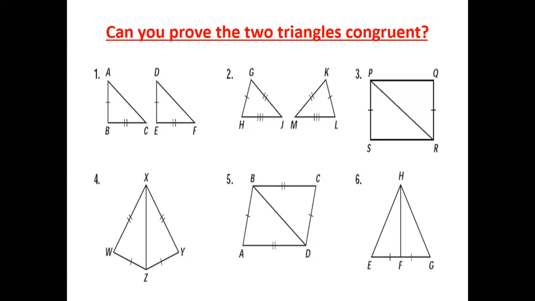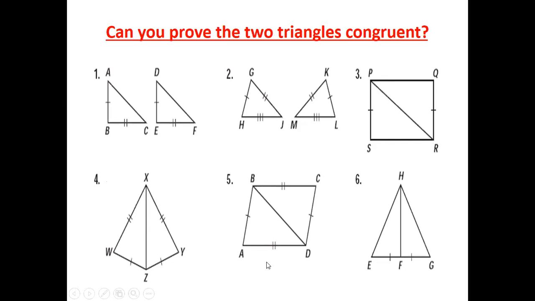What about question number 4? They will be congruent or not? Yes, congruent, because we have two congruent sides and one more side that is the same. And we have a reflexive side, right? XZ is a common side between the two triangles. So question number 4, they will be congruent.